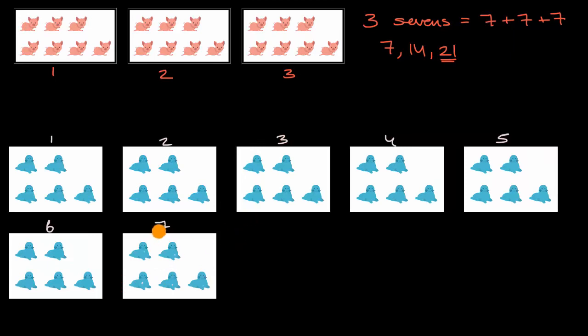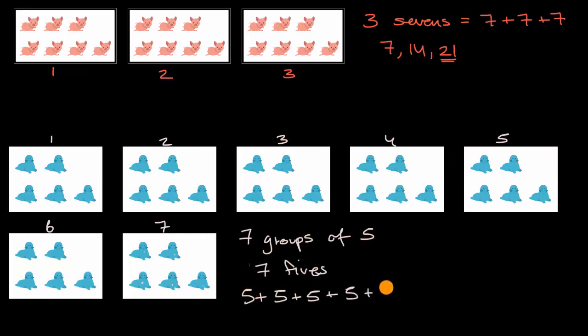So what are we dealing with? Well, we're dealing with 7 groups of 5. So I could write 7 groups of 5. I could write 7 fives. I could write 5 plus 5 plus 5 plus 5 plus 5 plus 5 plus 5. So that is 7 fives there.